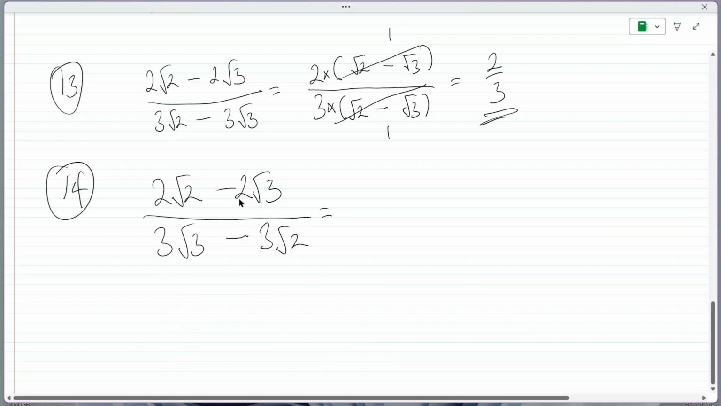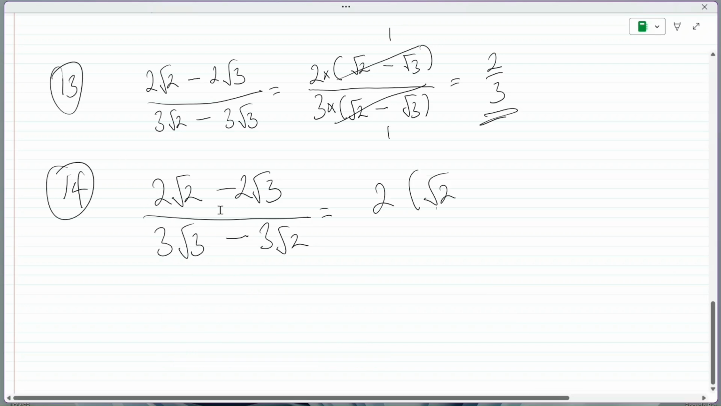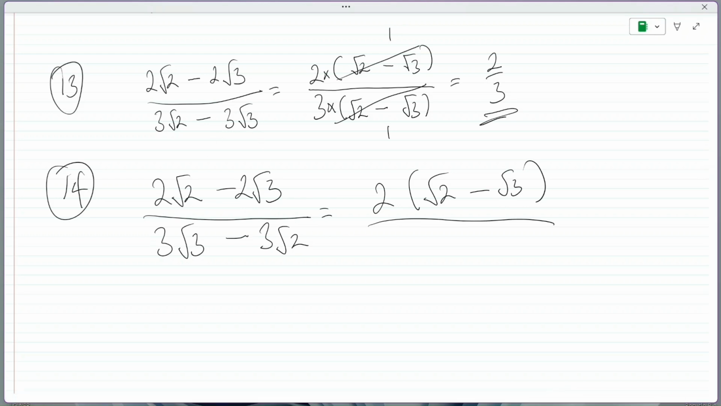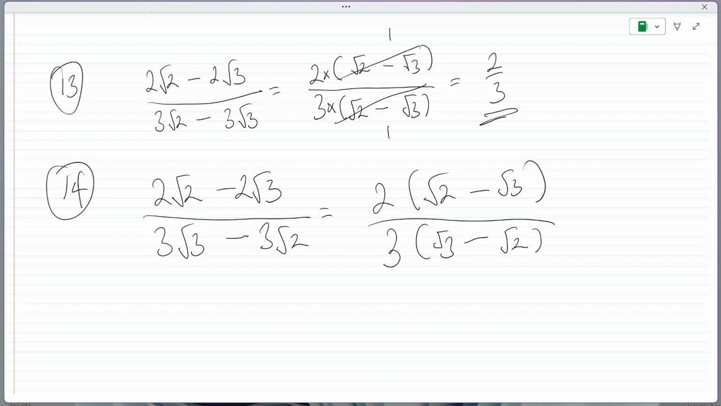At the numerator, you have 2 common. You bring out 2, you'll be left with root 2 minus root 3. You take out 2 from this, you'll be left with root 2. You take out 2 from this, you'll be left with root 3. Similar to question 13. Over. What's common in the denominator? You have 3. You take out 3, you'll be left with, in brackets, root 3. Once you take out 3 from this 3 root 3, you'll be left with root 3. And you take out this 3 from this 3 root 2, you'll be left with minus root 2 in brackets.